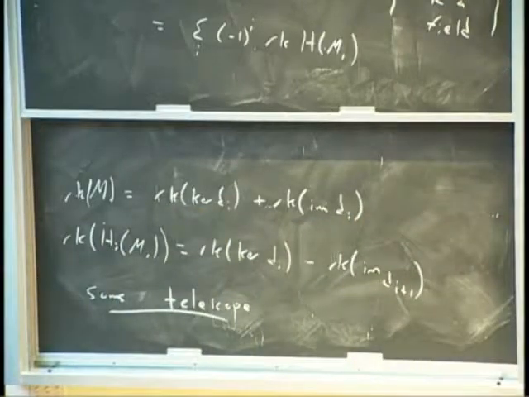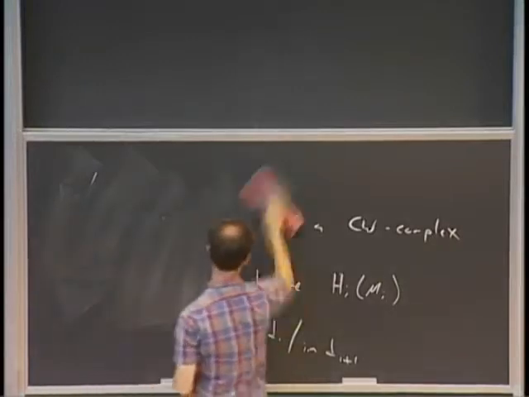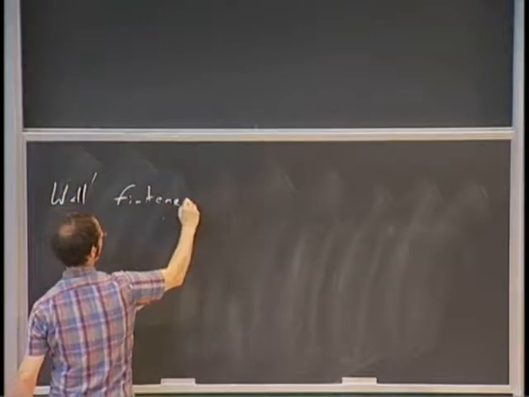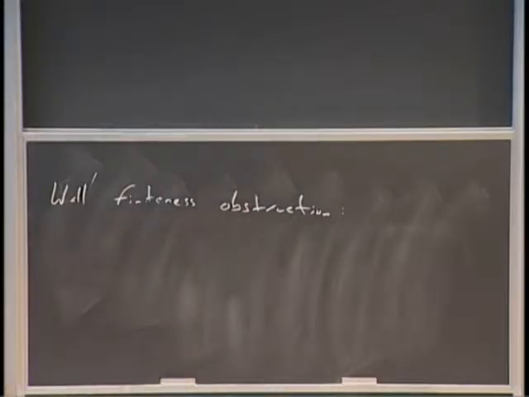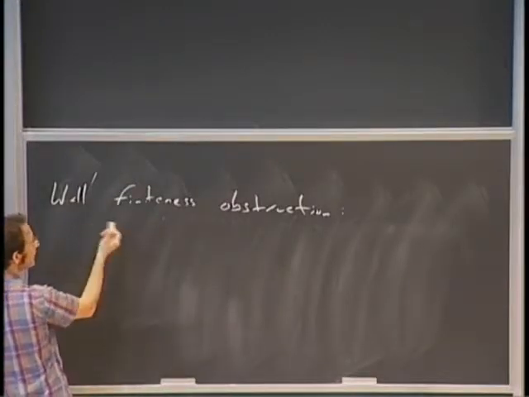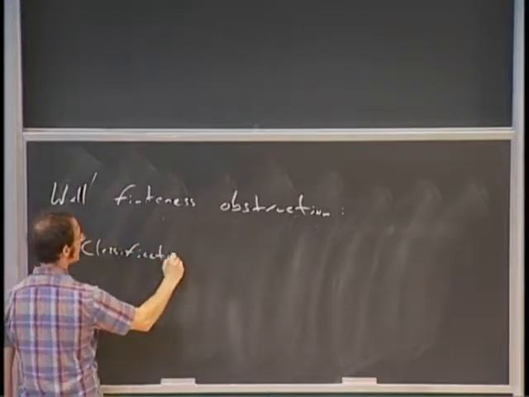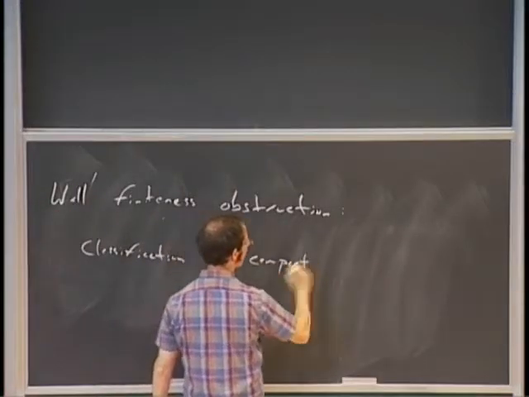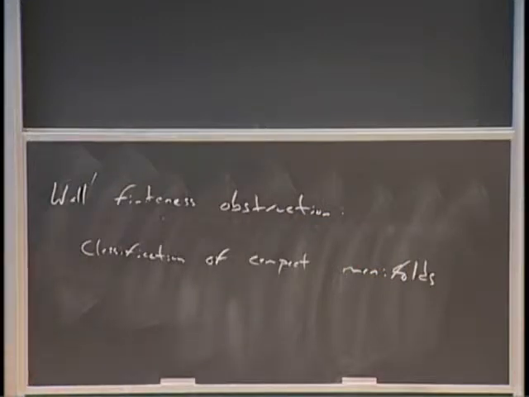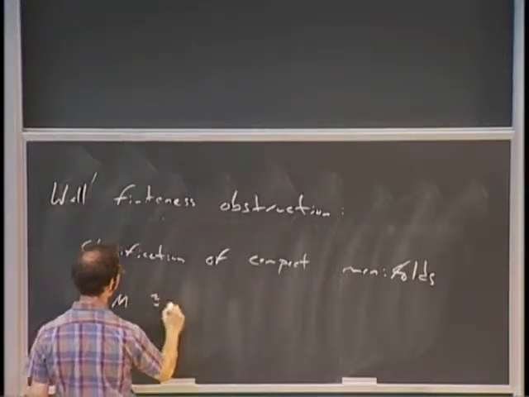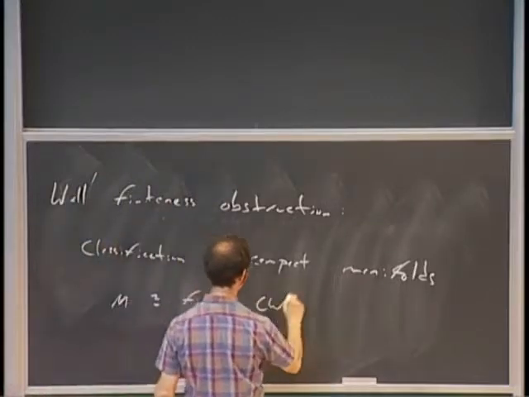So what do I want to do with the Euler characteristic? I now want to think about the Wall finiteness obstruction. And the setup here is the following. We'd like to know, again, this is related to the problem of classification of compact manifolds. And as discussed a little bit last time, we know for various reasons that M is homotopy equivalent to a finite CW complex.